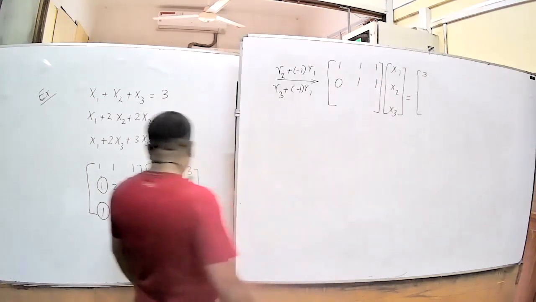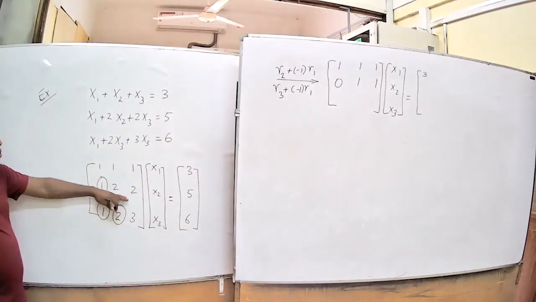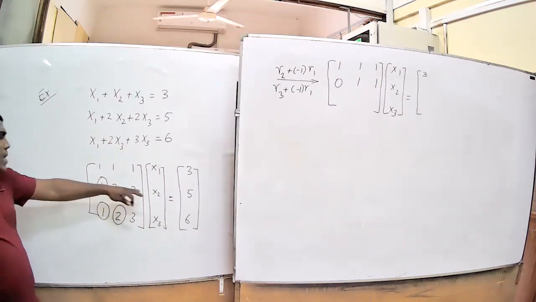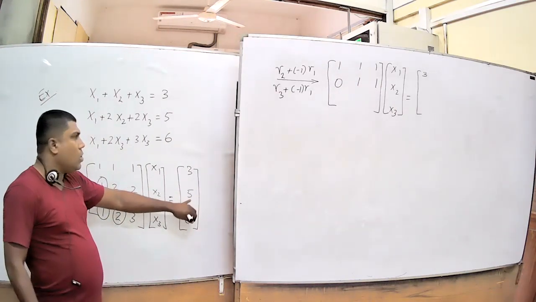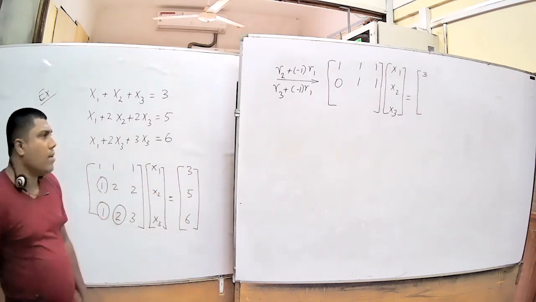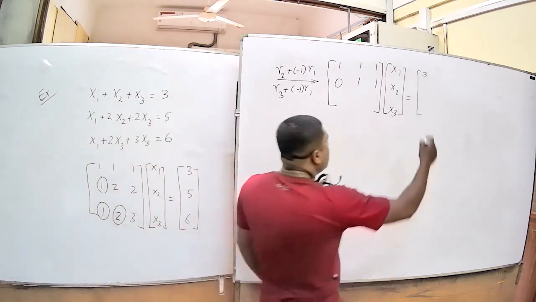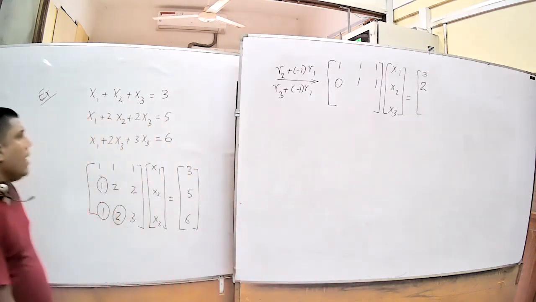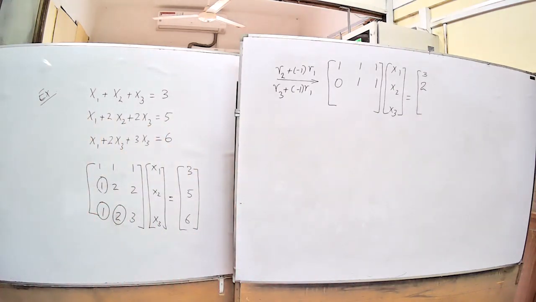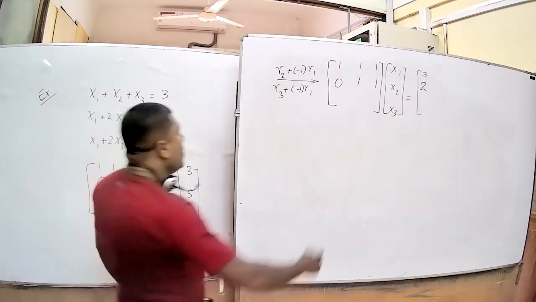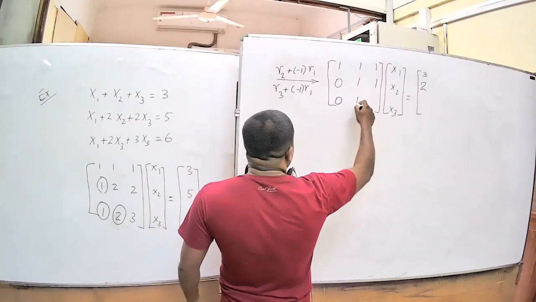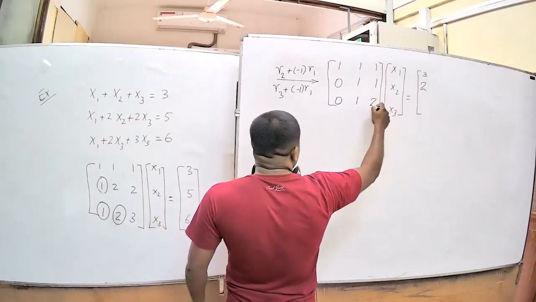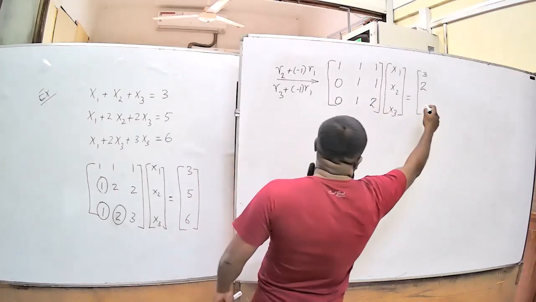So you will end up with 0, 1, 1. You remember when you do something here, you have to do the same thing to the right hand side. So you subtract this from this. 5 minus 3 is 2. Now you do it for the third row. Again, third row minus first row. So this minus that. You will end up with 0, 1, 2. And this becomes 3.